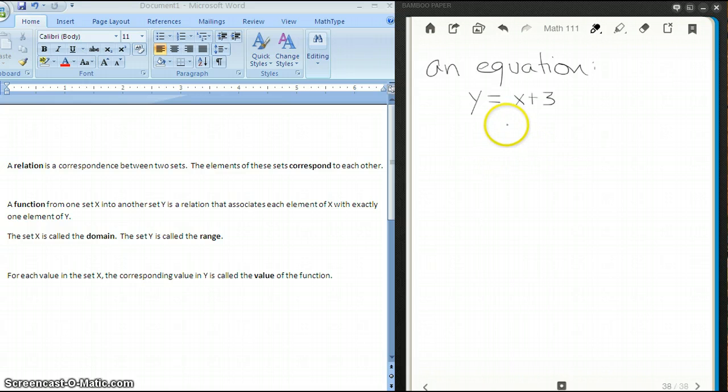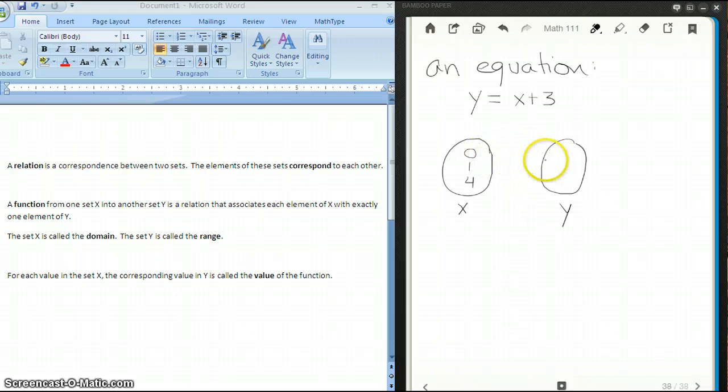For example, if I were to try to draw a mapping showing this equation, showing this relation, if I had my little circles here, and let's say this was x's and this was my y's, so this is set x and this is set y, collections of numbers. I don't have any numbers in here yet, so let's just see how this would work. What if I did have the numbers 0, 1, and 4?